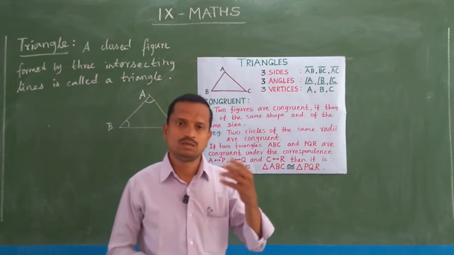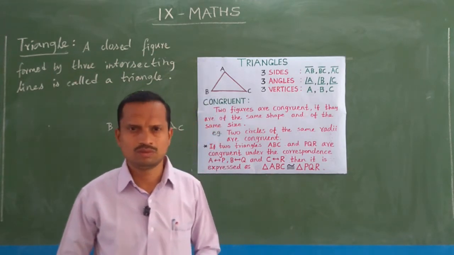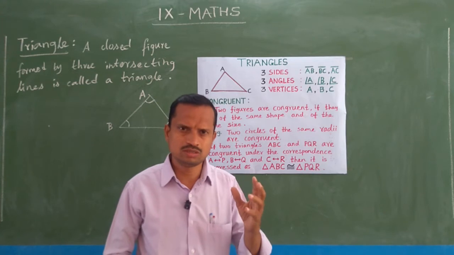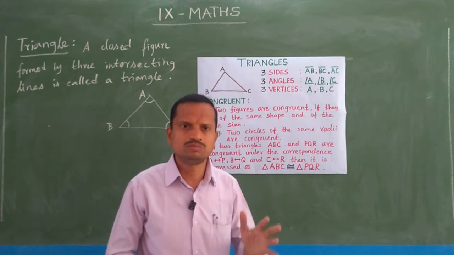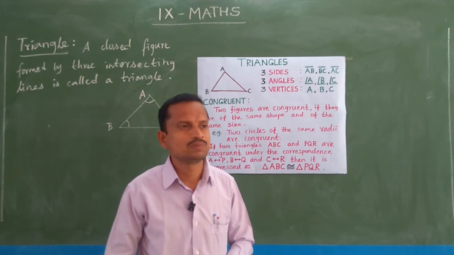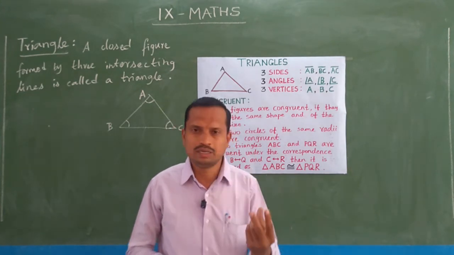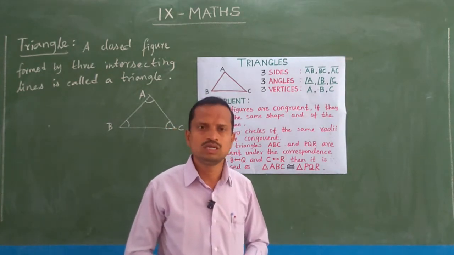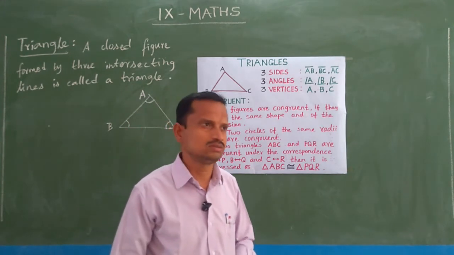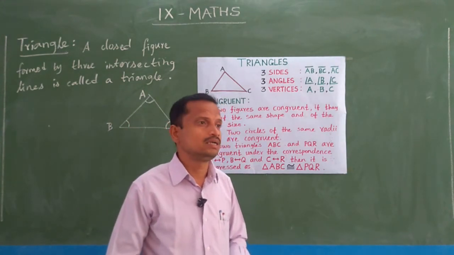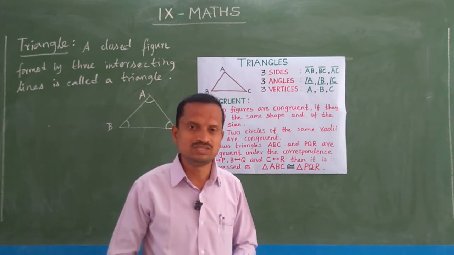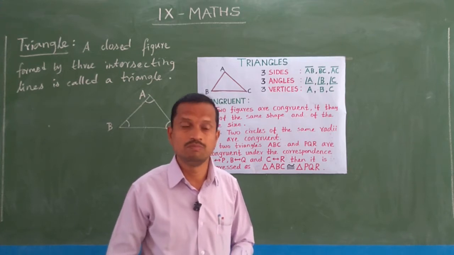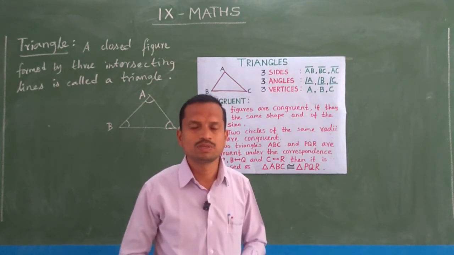Then we can say the shapes are congruent. For example, a packet of biscuits. You can see each biscuit is the same as the other. All the biscuits are the same in shape and size. And you can take a 1 rupee coin, the same type. They are congruent in shape and size. And a packet of blades, they are congruent too. The shape and size are the same. Like that we can give many examples of congruent.